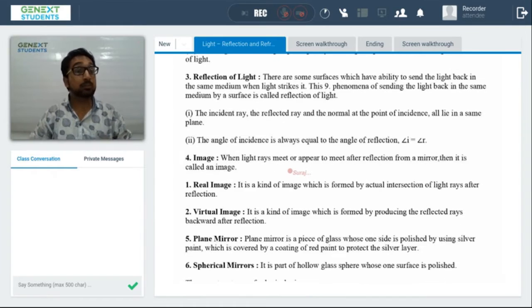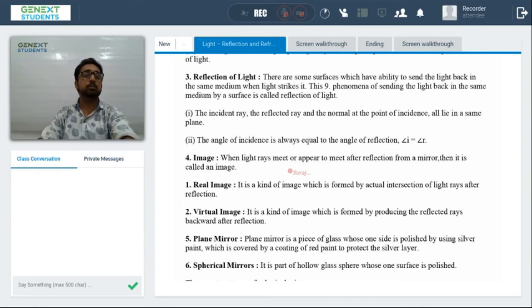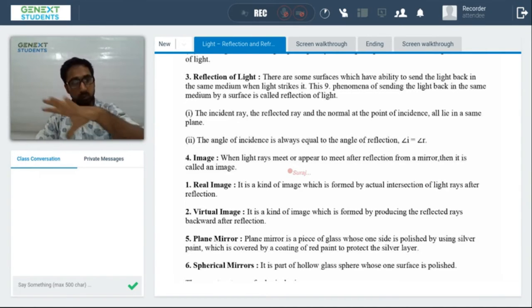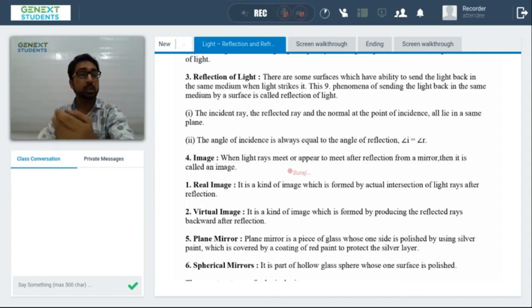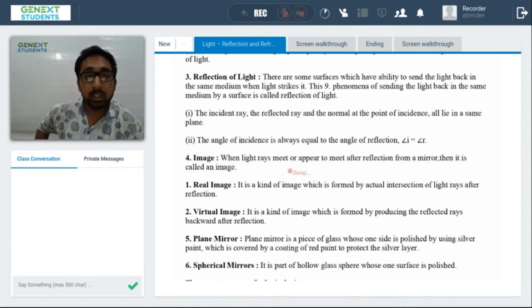So the third point will be the reflection of light. What is reflection of light? Everything in this world, if you are able to see me, it is due to reflection of light. If I'm able to see the screen or I'm able to see you, that is because of the reflection of light. So what is reflection of light?